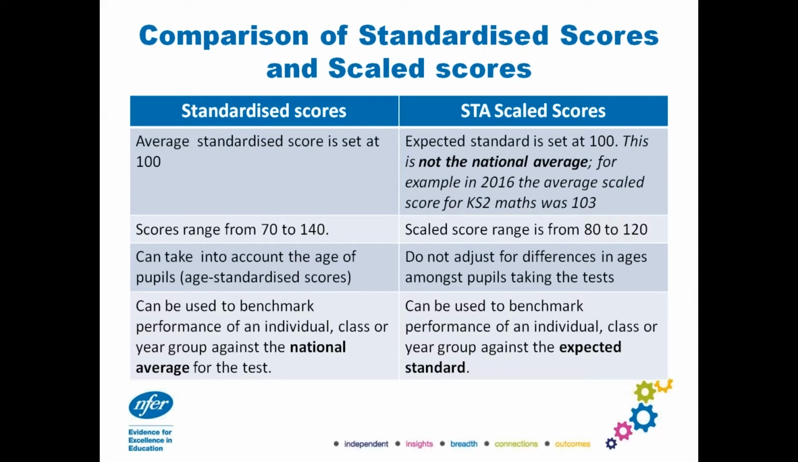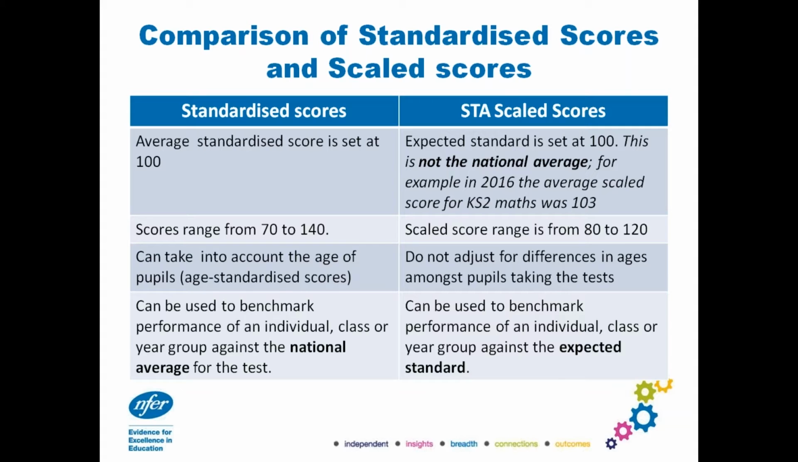And just a bit of a comparison, because quite often it's a bit confusing, the NFER tests and the national curriculum tests from the Standards and Testing Agency. It is a bit confusing sometimes because the metrics are very similar. So just running through these then. On a standardised test like the NFER ones, the average score is set at 100, so the national average. With the STA tests, the expected standard is set at 100. And the expected standard is not the same as the national average. They are different. The expected standard is the level a child is expected to reach at the end of year 6, and it's not the national average.